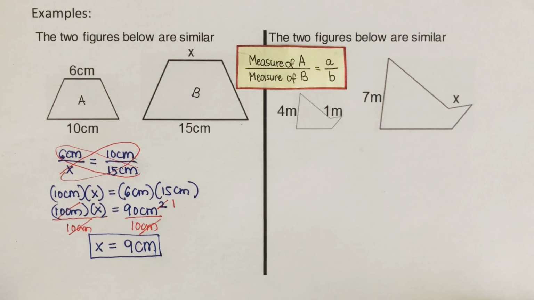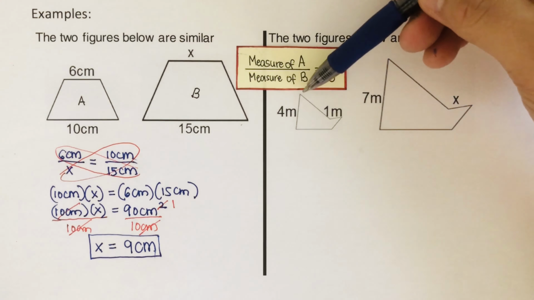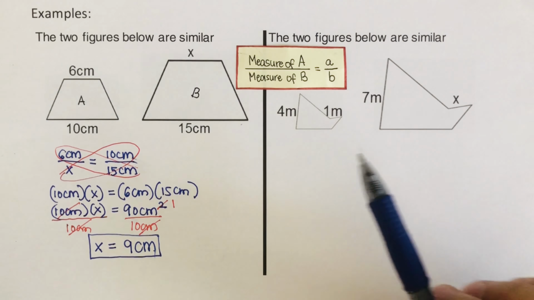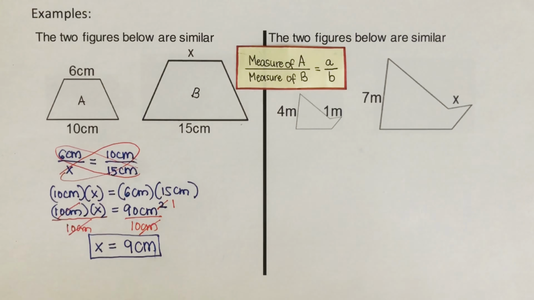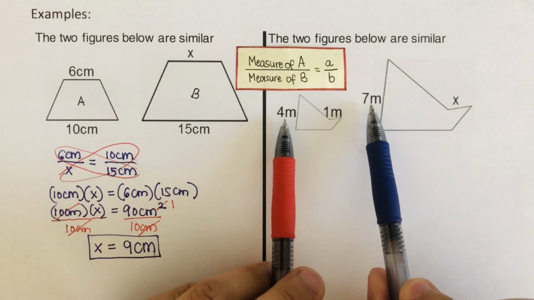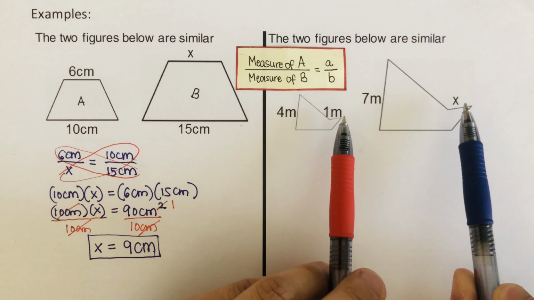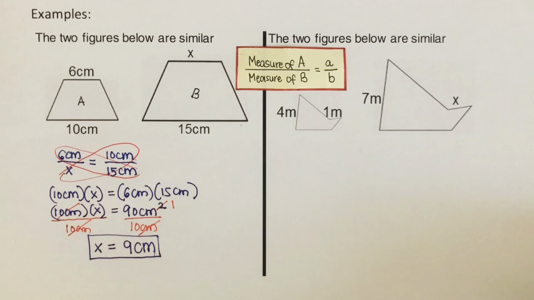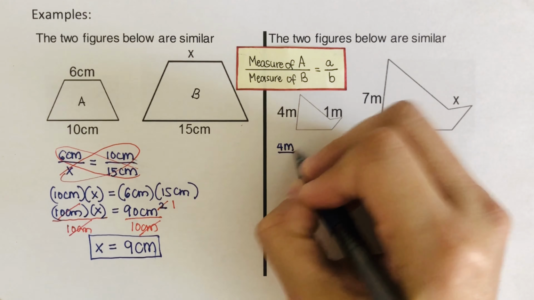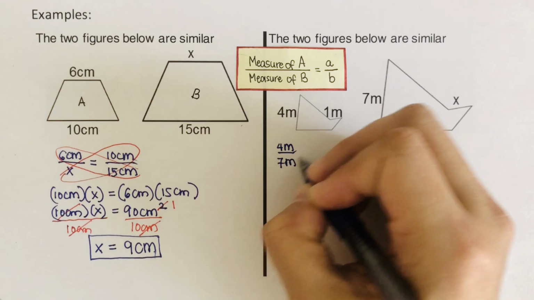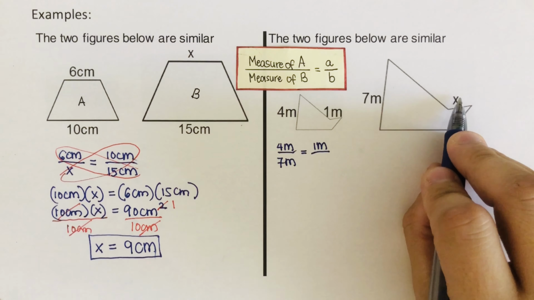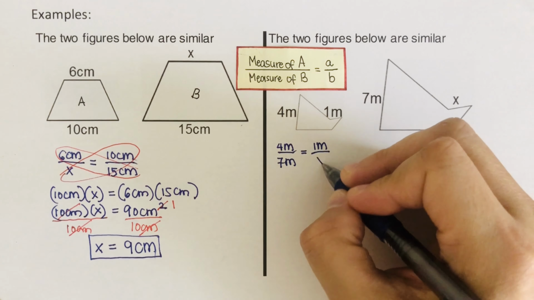Okay, so we go over the problem here. This is an example of an irregular pentagon, since there are five sides. It's pretty much the same thing. We partner them up. These two are corresponding, so they make one fraction. These two are corresponding, and they make another fraction. So we can go ahead and set it up: 4 meters over its partner, 7 meters, is equal to 1 meter over its partner, X, which is missing.